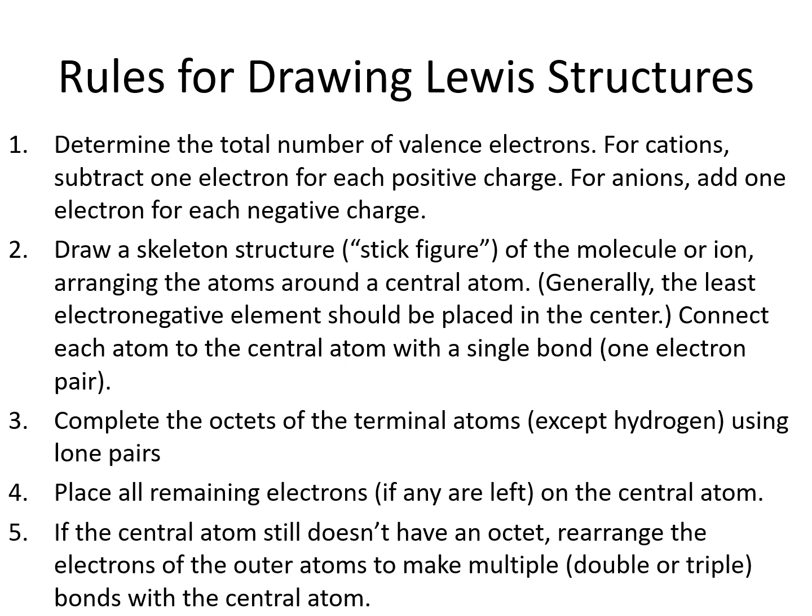Step 5. If the central atom still doesn't have an octet, pull 1 or more lone pairs of electrons from 1 or more terminal atoms towards the center to make double or triple bonds. This will give the central atom a full octet without changing the total number of electrons in the structure. Remember, this is the only step where you can make double or triple bonds, and you only do it if necessary.